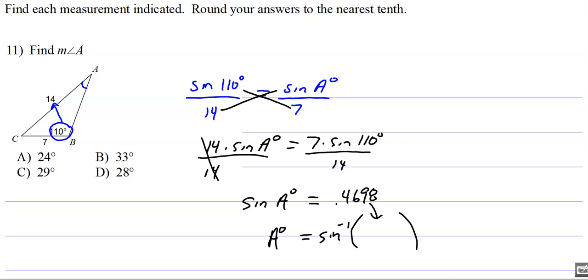And I'm going to use the ANS key so I don't have to round anything. So I'm just going to do second sine, second, and I hit the negative key, and I get the ANS. And it looks like we're talking 28 degrees. The correct answer there is D.